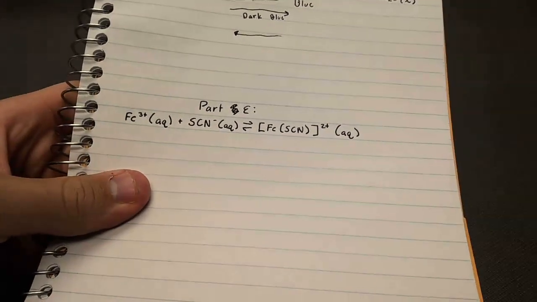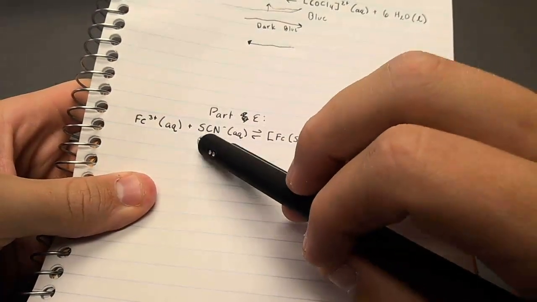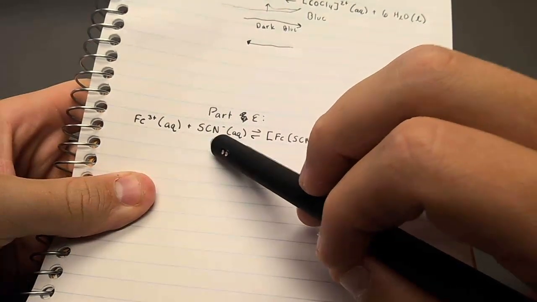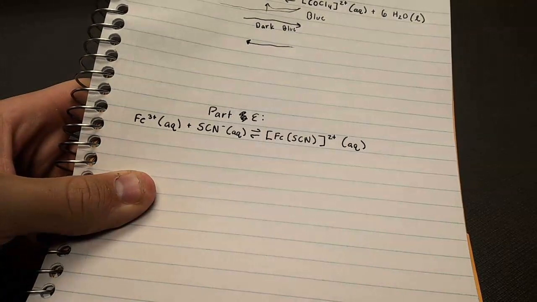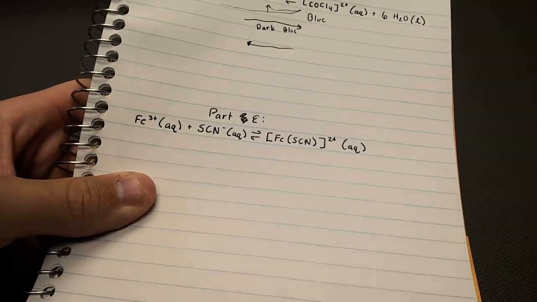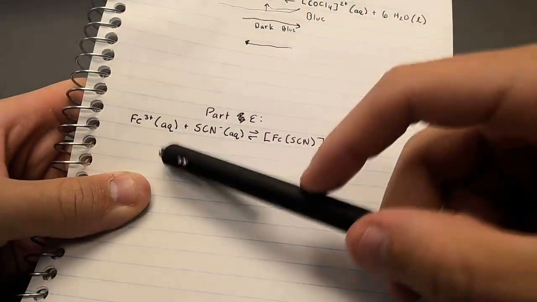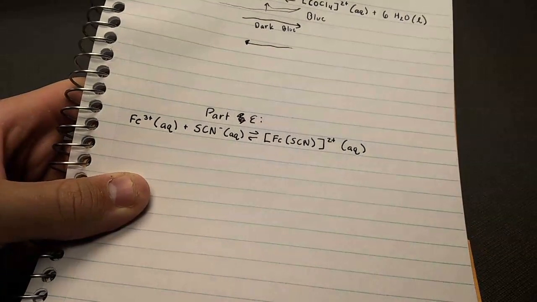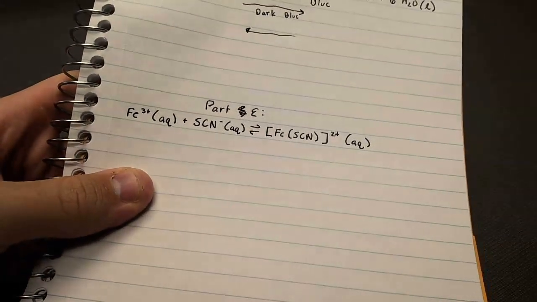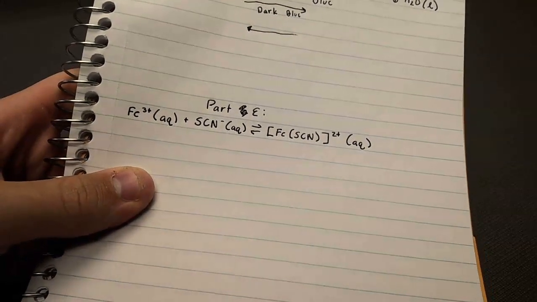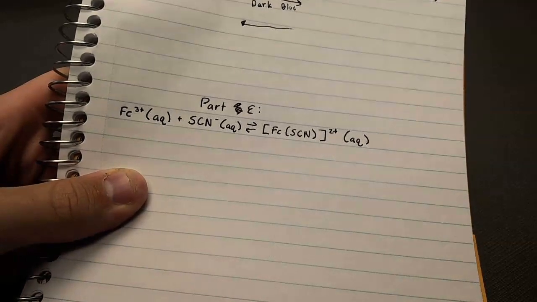Now, part E, you want to look at the equation Fe3+ aqueous plus SCN- aqueous reacts and becomes FeSCN2+ aqueous. Now you want to find the colors of all of these ions. The Fe3+ ion was clear and colorless. So was SCN-, also clear and colorless, but FeSCN2+ was actually a dark red.